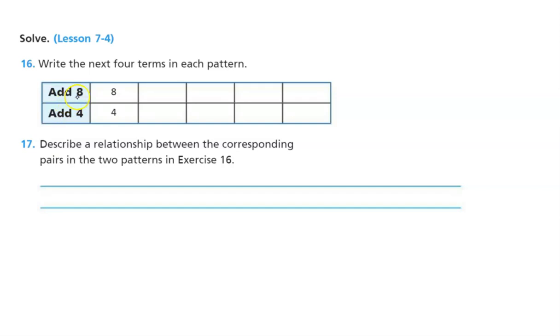But this one first just wants you to simply add 8. So I start with 8, and then if I add 8 each time, that's going to be 16, and then 24, then 32, and then 40. And then if I add 4 to the bottom one, that's going to be 8. And then that's going to be 12, 16, and then 20.